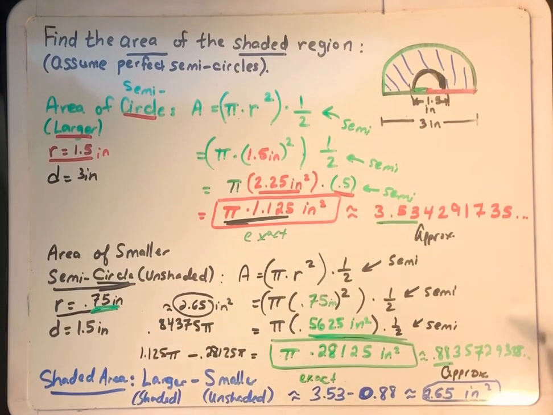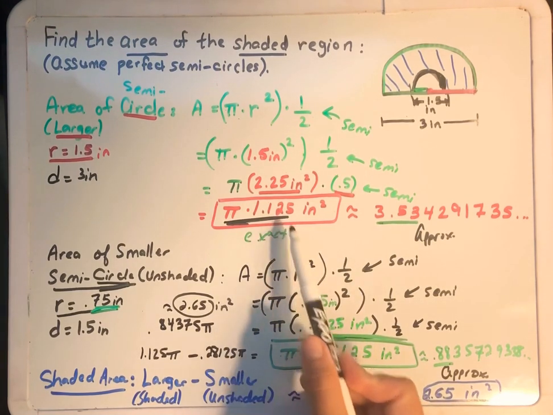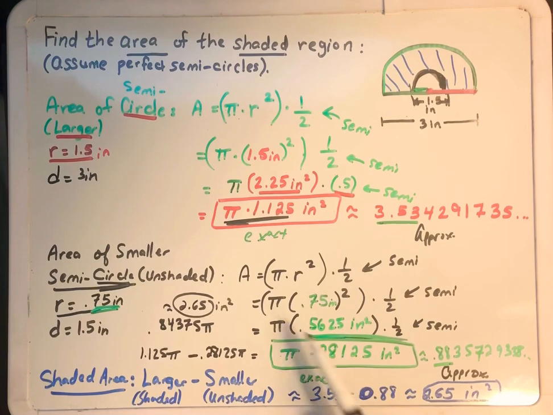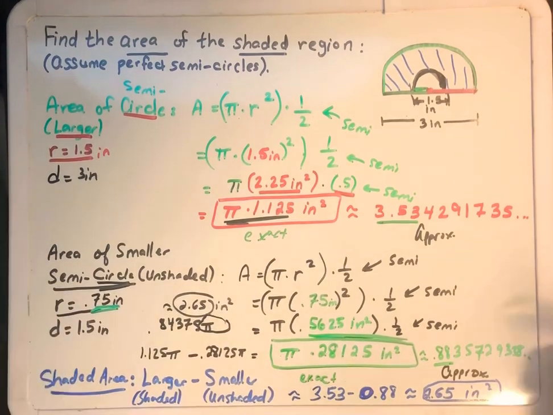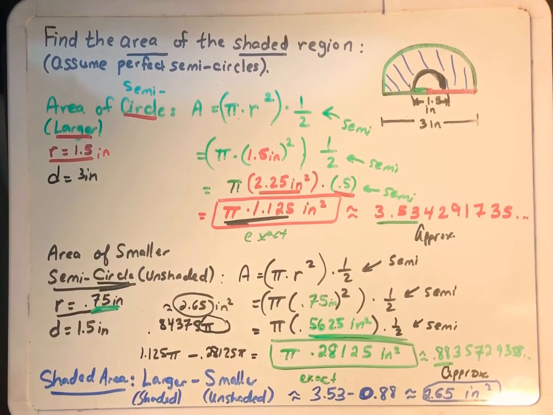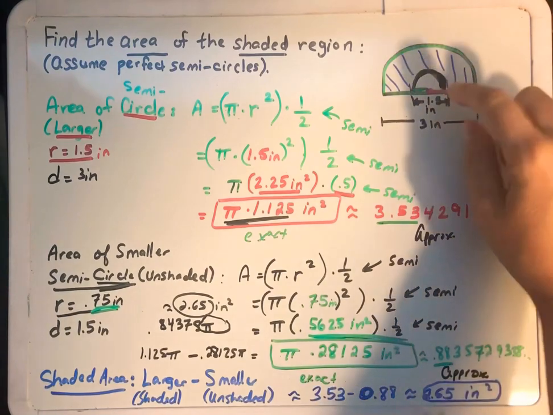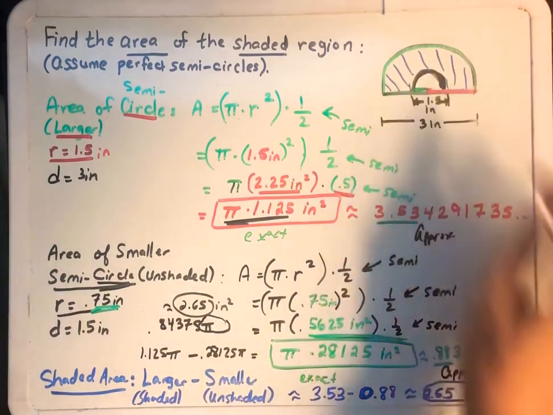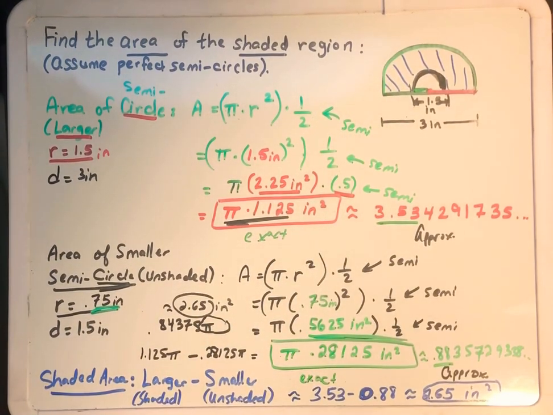So either way, in this problem, if you did the approximate minus the approximate or the exact minus the exact, being careful to do the 1.125 minus the 0.28125, and that's how many copies of pi you had, then when you multiply by the pi button, you'll get your answer. So either way, you can get the correct answer here. The shaded region, which is the larger semicircle minus the smaller semicircle, turns out to be approximately 2.65 square inches, or inches squared.